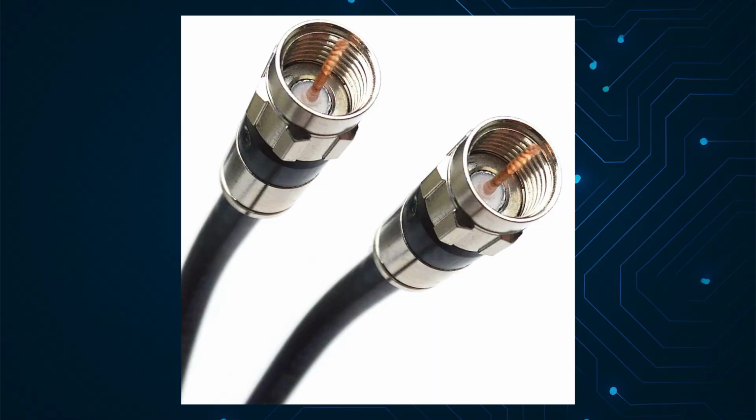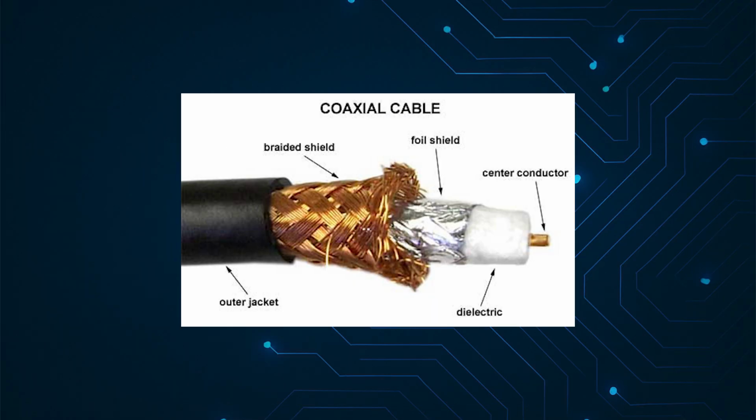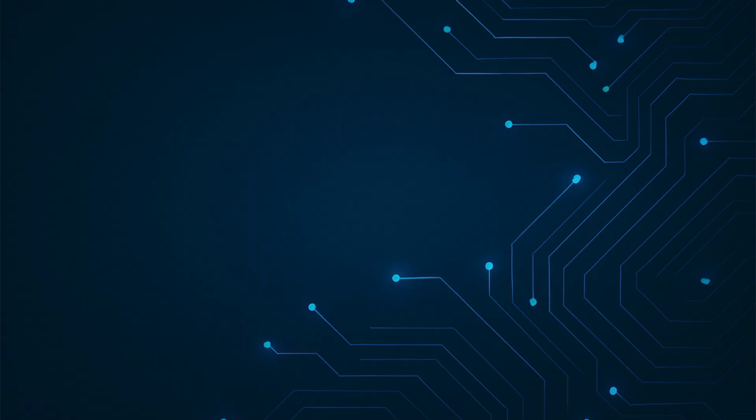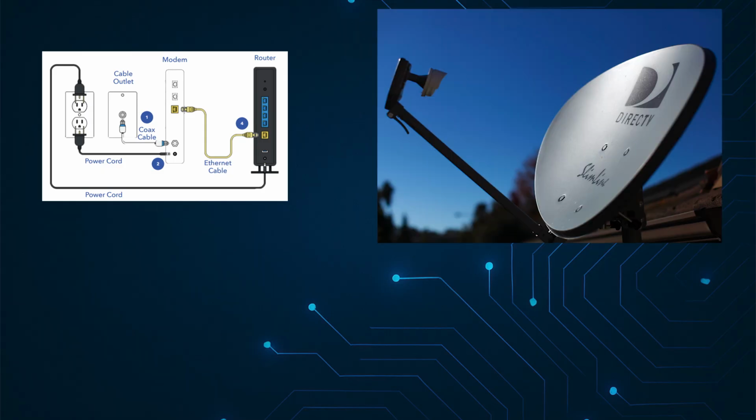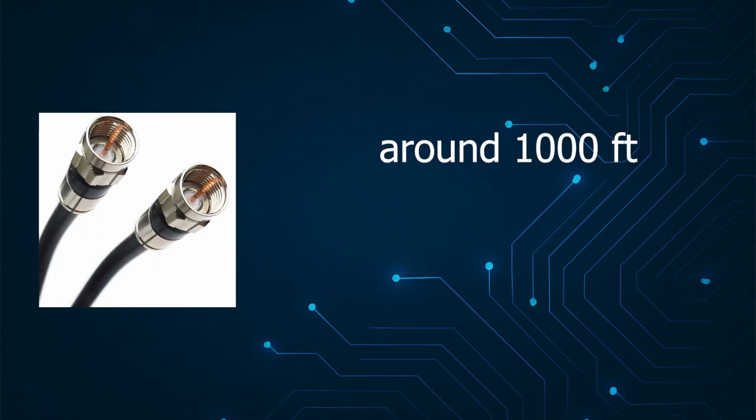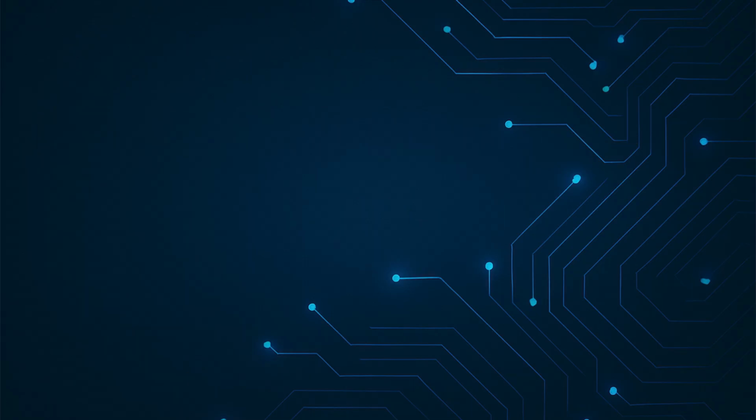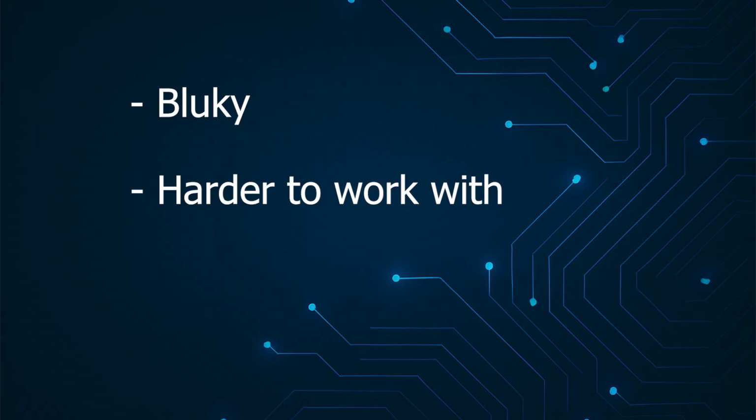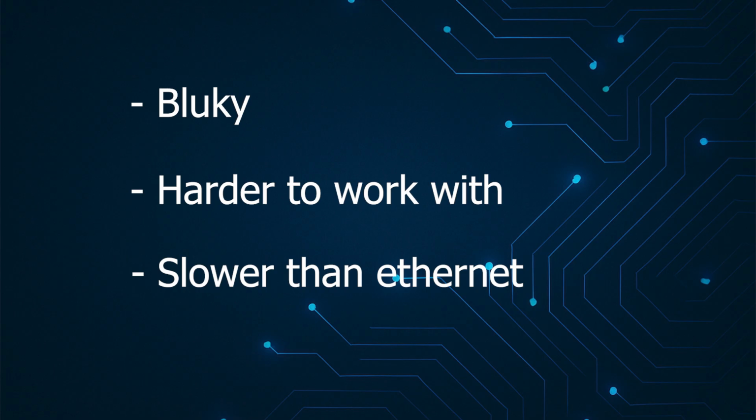But it really comes down to coax cables and twisted pair Ethernet cables, with Ethernet cables having the majority of the variations. Coaxial cables use a single copper conductor in the center, surrounded by insulation, a metallic shield, and an outer jacket. Most of it today is used for cable internet, satellite TV, and some CCTV systems. Its shielding makes it great for reducing interference over long runs. However, it's bulky, harder to work with, and slower than Ethernet for modern networks.